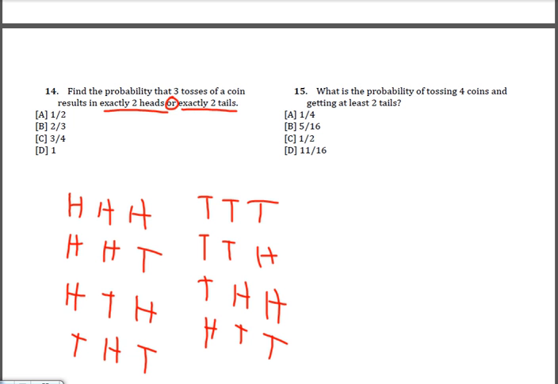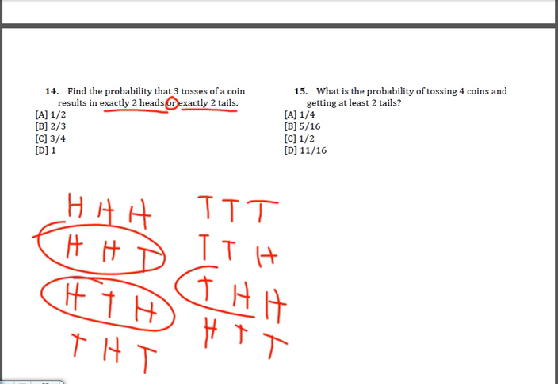I win if I get exactly 2 heads, or, which means add it together with, exactly 2 tails. Which one have exactly 2 heads? That one does. That one does. That one has exactly 2 heads. And then I find the ones that have exactly 2 tails, and I add them all up, and I put it out of, I guess, 8.